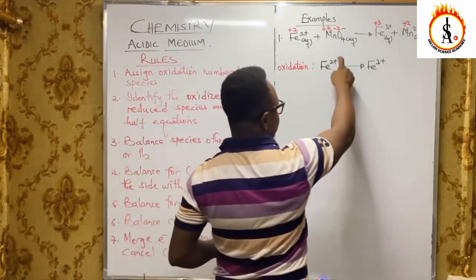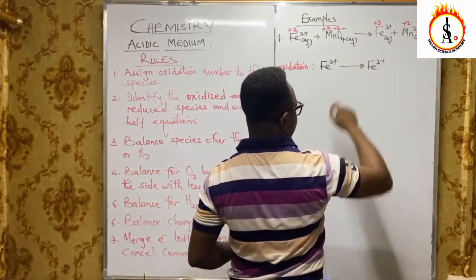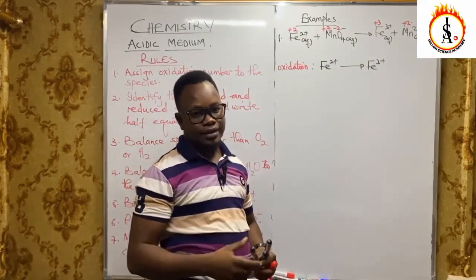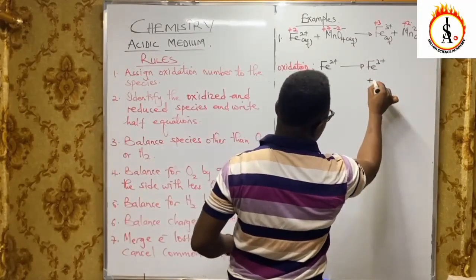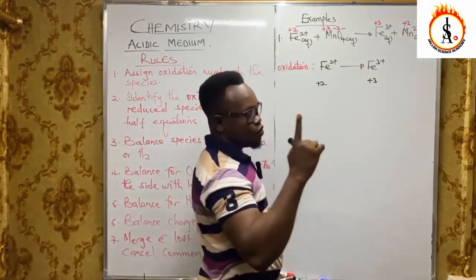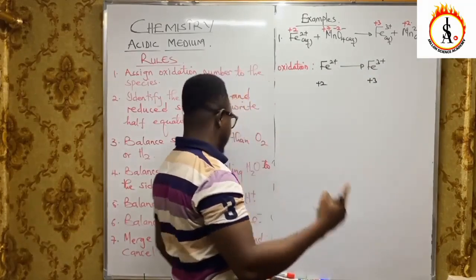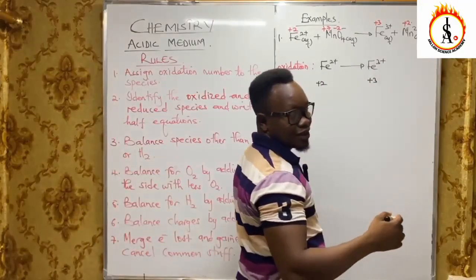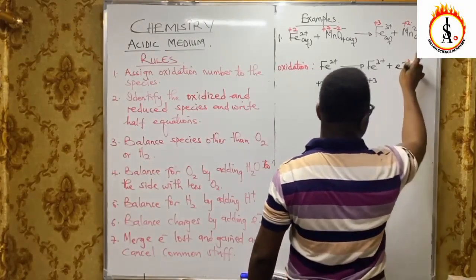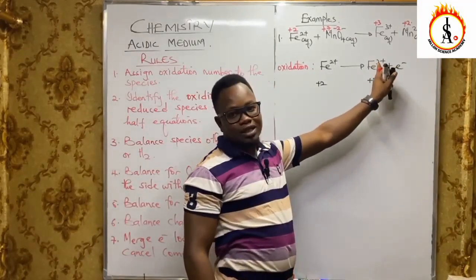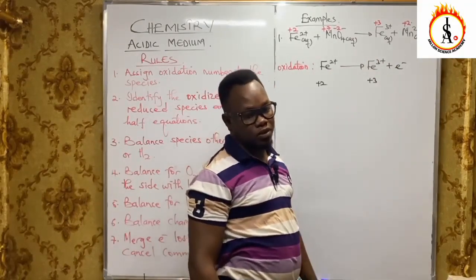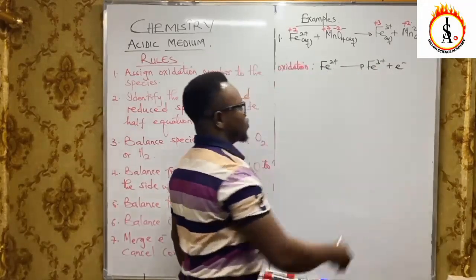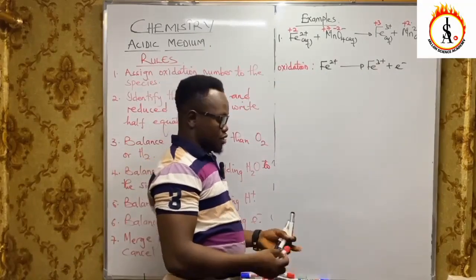You check the charges. The charge we have on the reactant side is plus 2. The charge on the product side is plus 3. So the difference between 2 and 3 is 1. So we are going to add 1 electron because we said to balance the charge, we add electrons. We add the electron to the side with the highest charge, because adding an electron there means we are subtracting by 1. And if we subtract by 1, the numbers now become balanced, because plus 3 minus 1 is plus 2. So you have plus 2 here and plus 2 here. So this one is now balanced. We write down the reduction half.